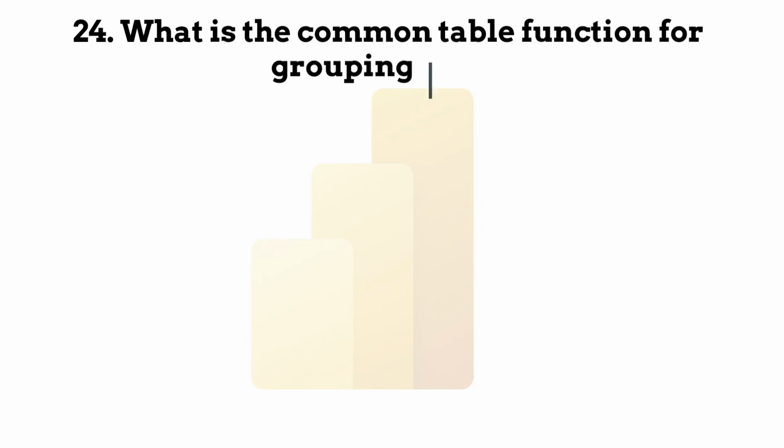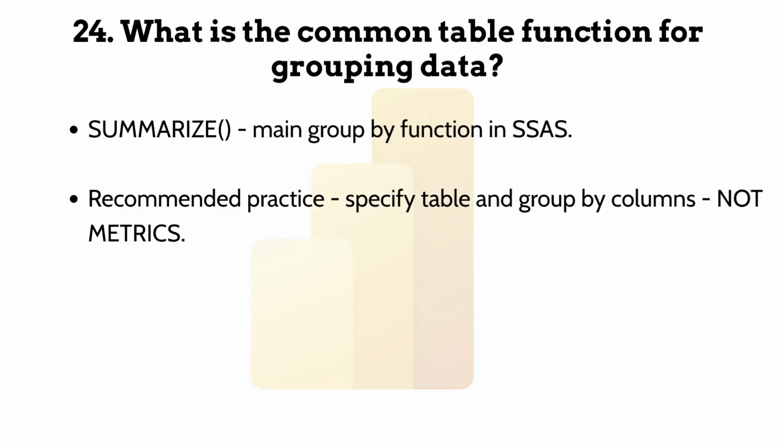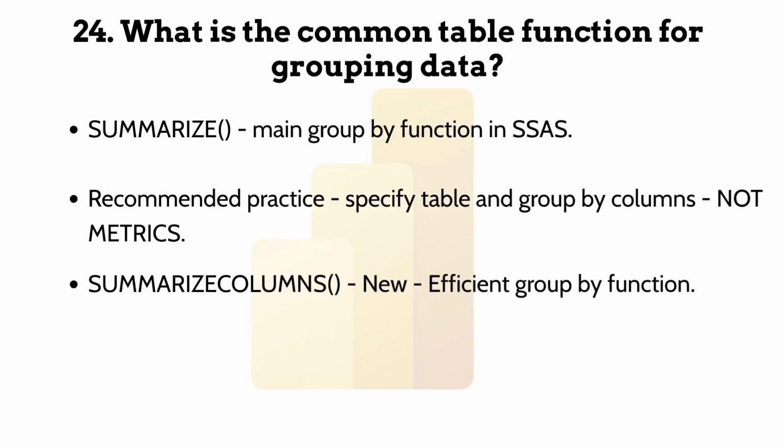The next question looks at the common table functions for grouping data. We now have two functions for grouping data, and they are summarize and summarize columns. Summarize is the main group by function in SSAS. The recommended practice is to specify table and group by columns and not metrics. To do this you can use the add columns function.